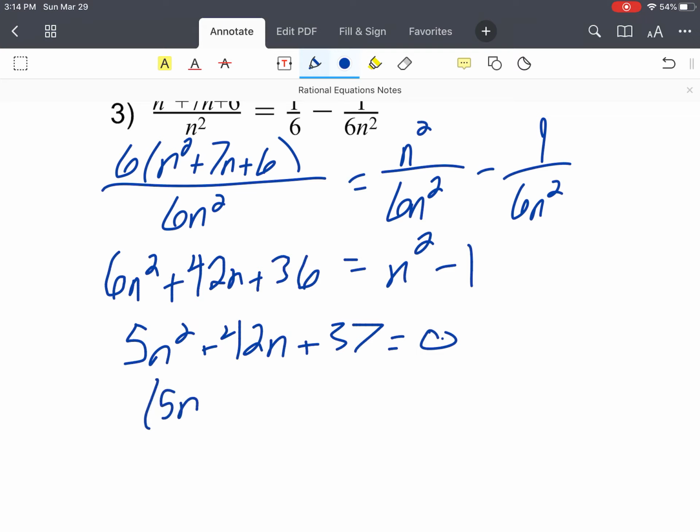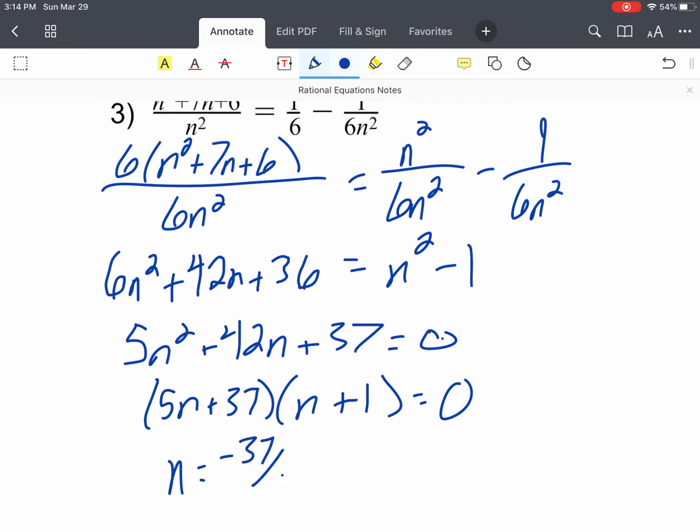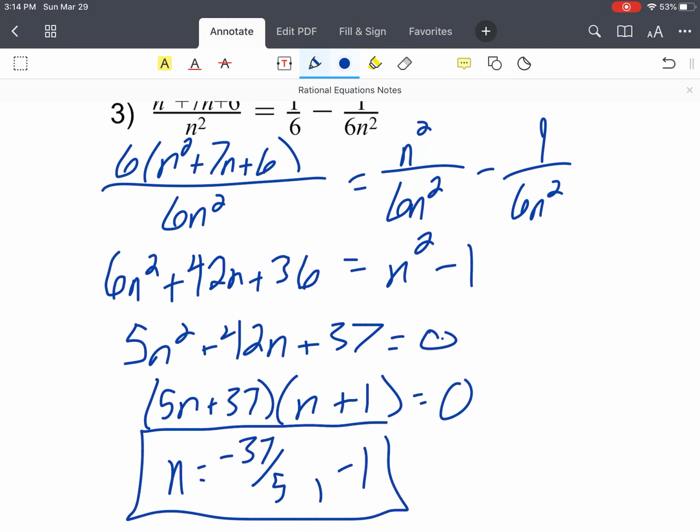Okay, so if I factor this, I have 5n, and I have just regular n. Factors of 37 are 37 and 1. Probably not going to put the 37 on the right side because then I would have 5 times 37. So I'm going to want to put plus 37 here and plus 1 here. So my two answers are negative 37 over 5 and negative 1.